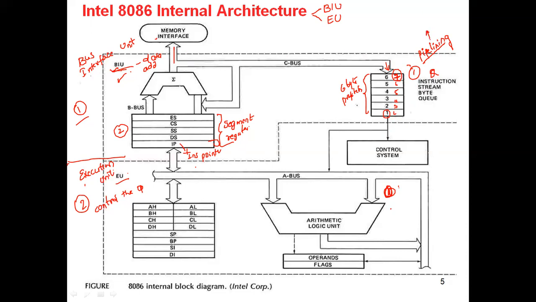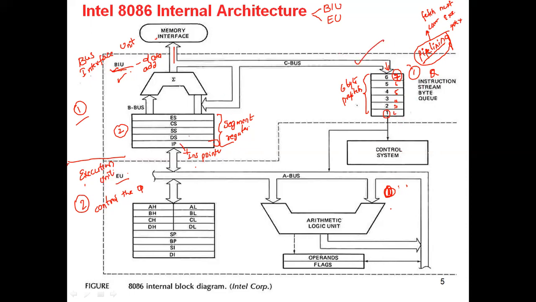So here I am writing it: fetching the next instruction while the current instruction is executing. This concept we call pipelining. Very, very important for short answer. So here we are executing this instruction, and at the same time we are fetching the next instruction. So this part is completed.